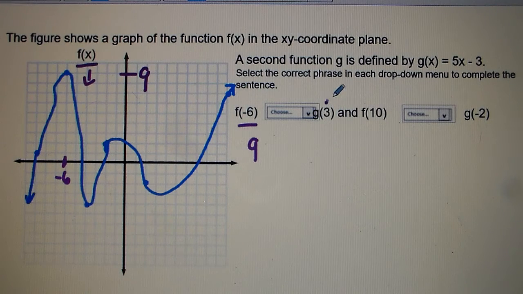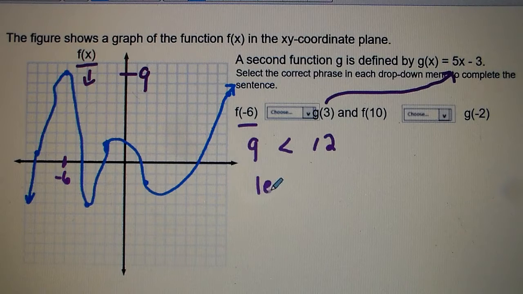G of 3. Well, g of 3, we put 3 in for x. 5 times 3 gets you 15. 15 minus 3 gets you 12. So is 9 less than 12, equal to 12, or greater than 12? Well, 9 is less than 12. So it's less than.